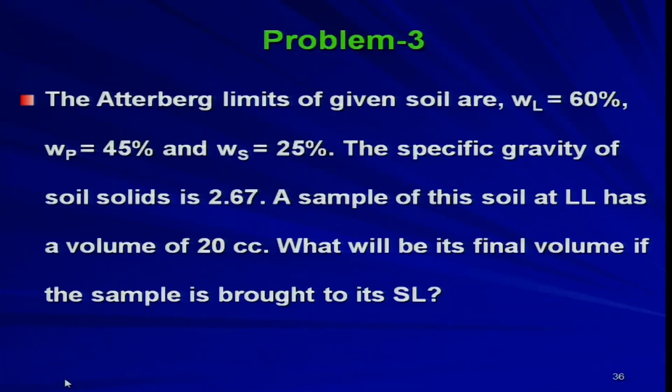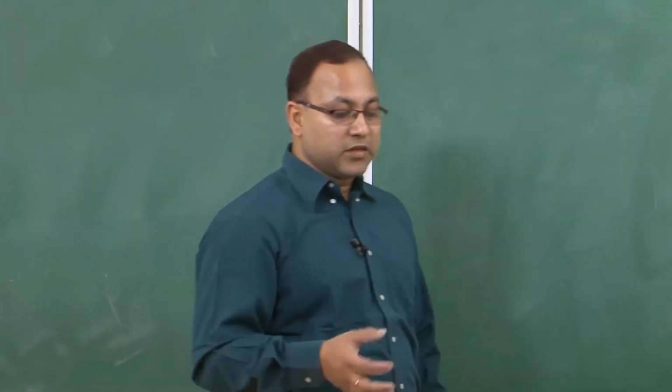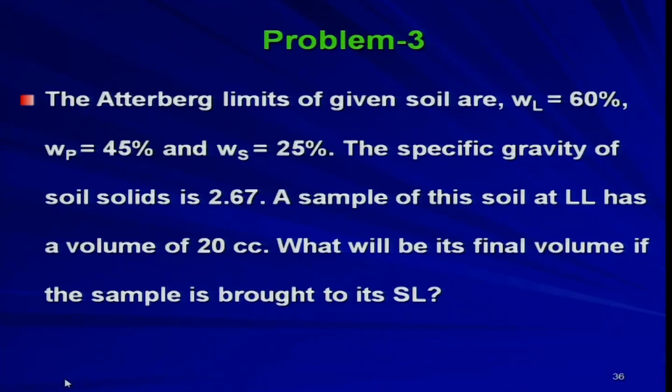The next problem is on the index properties of soil, that is, the Atterberg limits. The Atterberg limits of a given soil are: liquid limit is 60%, plastic limit is 45% and shrinkage limit is 25%. These limits are known to you, we have already covered them. The specific gravity of soil solids is 2.67. We will define liquid limit as LL, plastic limit as PL and shrinkage limit as SL.